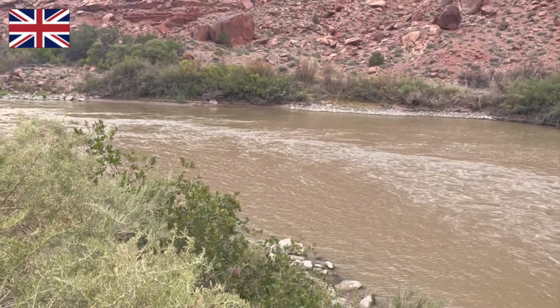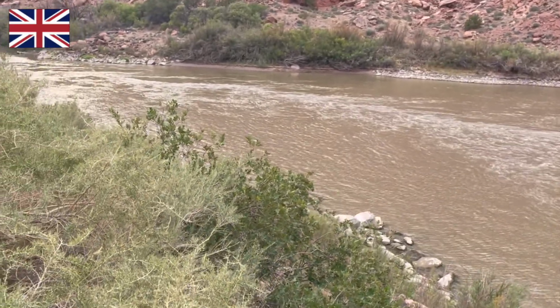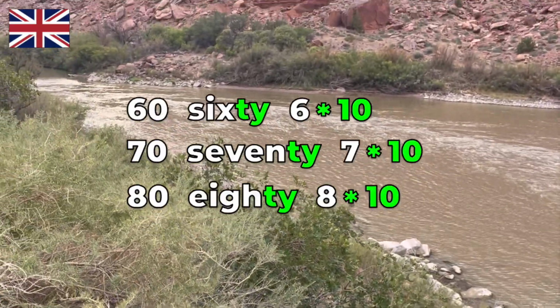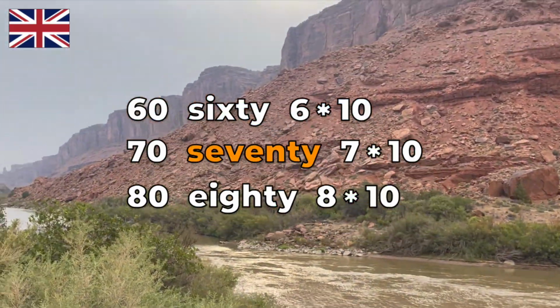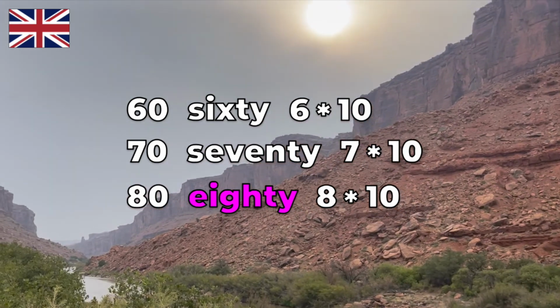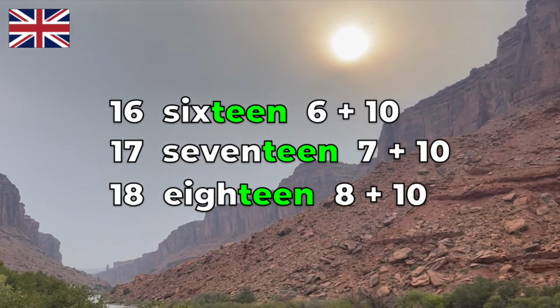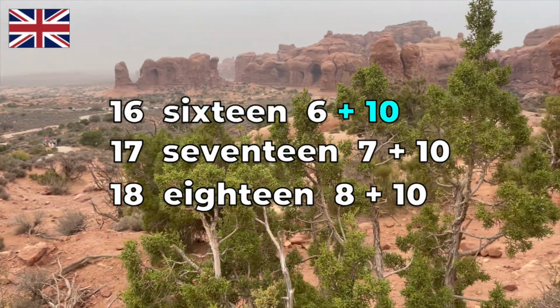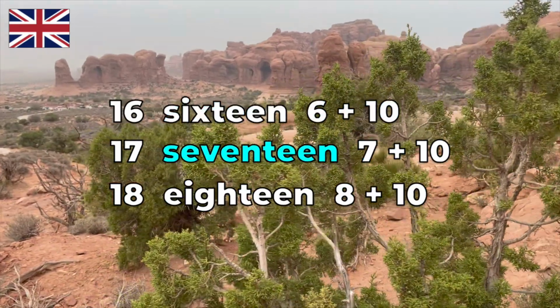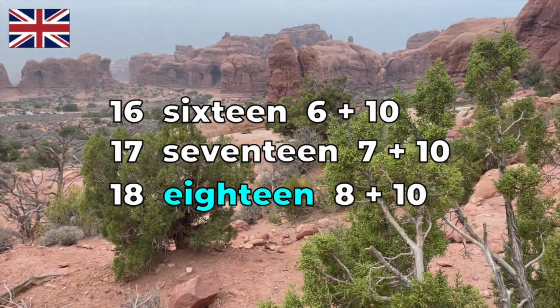Now let's take a look at our very own English. It follows a base 10 system, if you know what to look for. The suffix -ty indicates that you multiply by 10. So 60 means 6 tens, 70 means 7 tens, and 80 means 8 tens. The suffix -teen indicates to add 10. So 16 means 6 plus 10, 17 means 7 plus 10, and 18 means 8 plus 10.